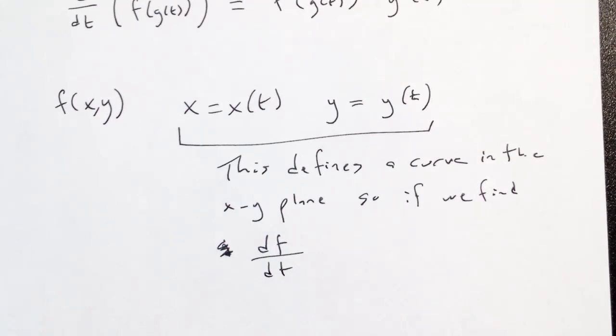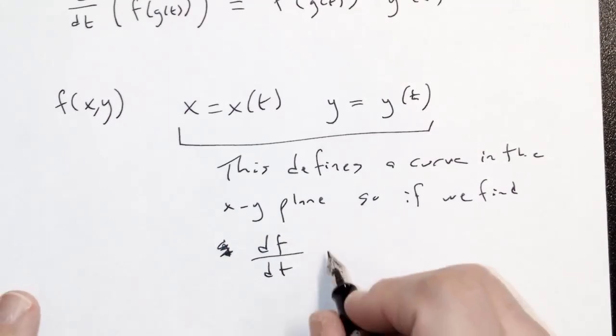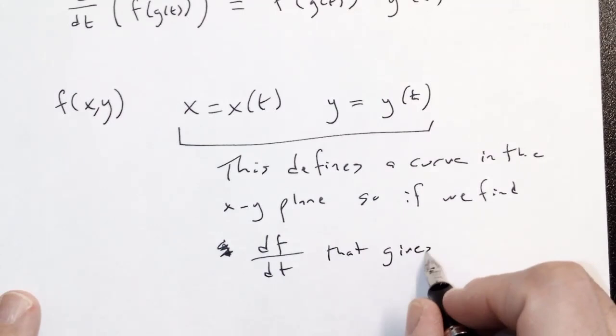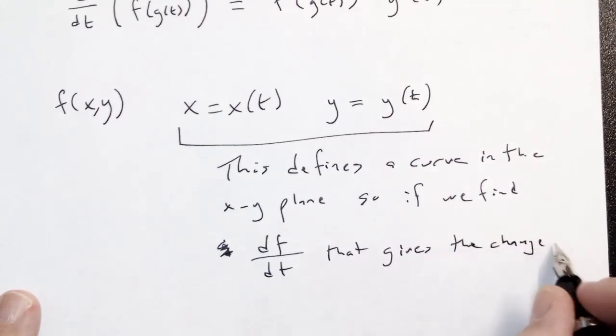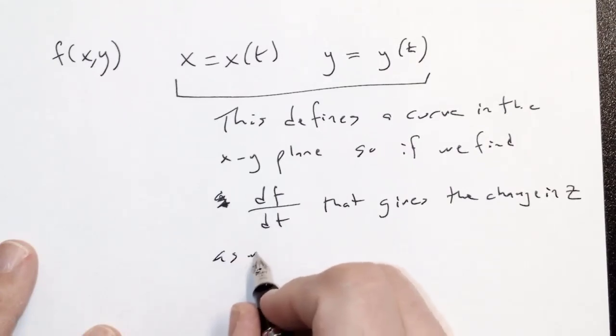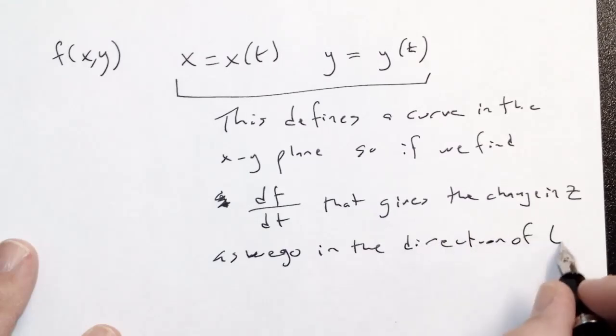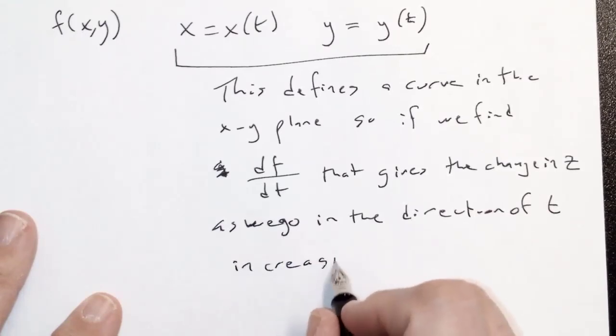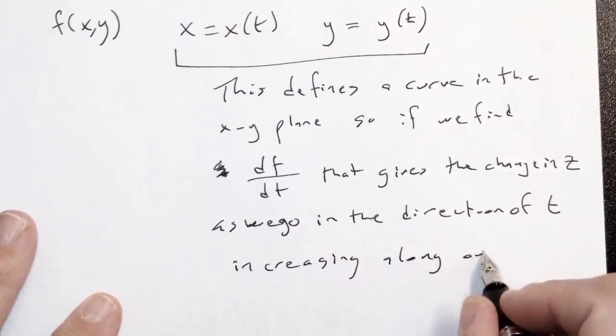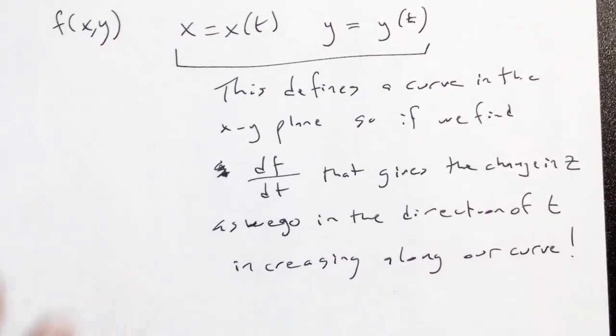The df dt, the derivative of f in terms of t, that gives the change in z as we go in the direction of t increasing along our curve. That sounds like an absolute space cadet of an idea. But let me draw the picture again.